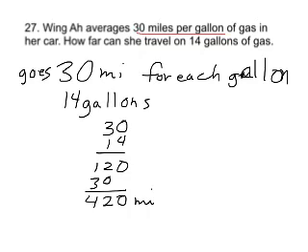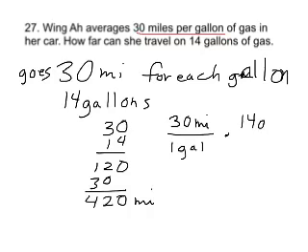420 miles. Now, if you're not sure about what the units should be, this is a trick for any kind of word problem that involves units of some sort, like gallons or miles or inches, and you're doing multiplication or division. So we say, okay, 30 miles per 1 gallon, right? And that's going to be times 14 gallons.